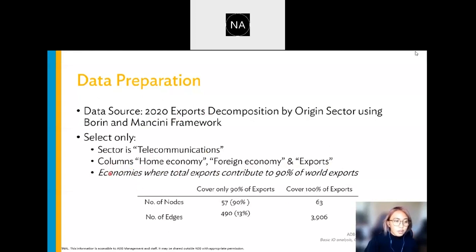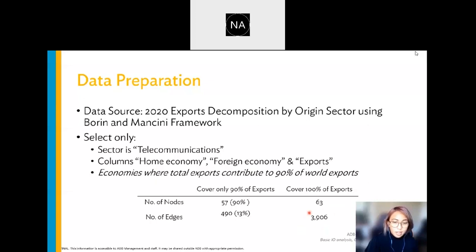We're still going to use the same data source, the exports, the composition. 2020, we're still selecting telecommunications in the same columns, but this time, for the economies, we're only selecting those that contribute to the 90% of total world exports.